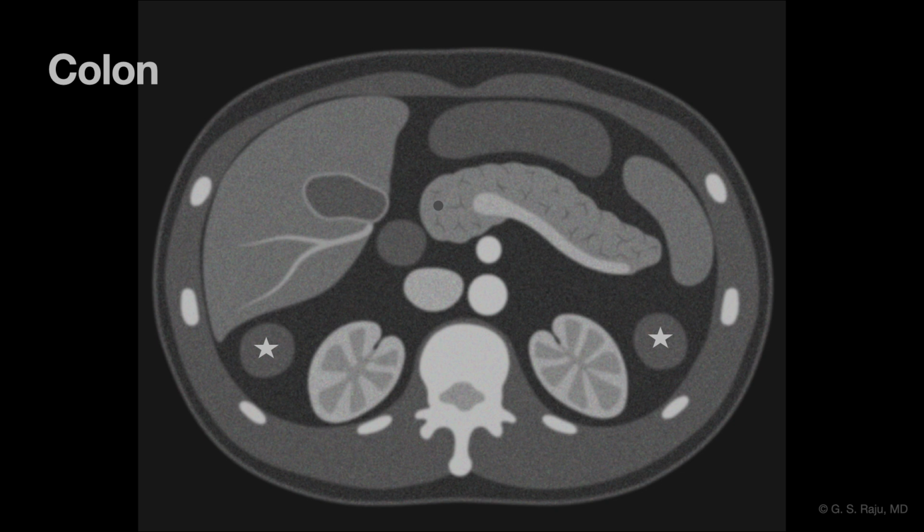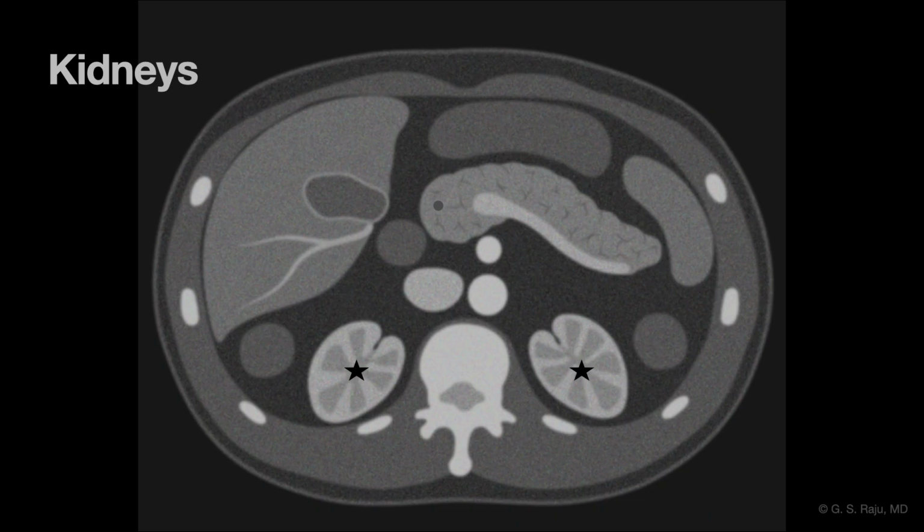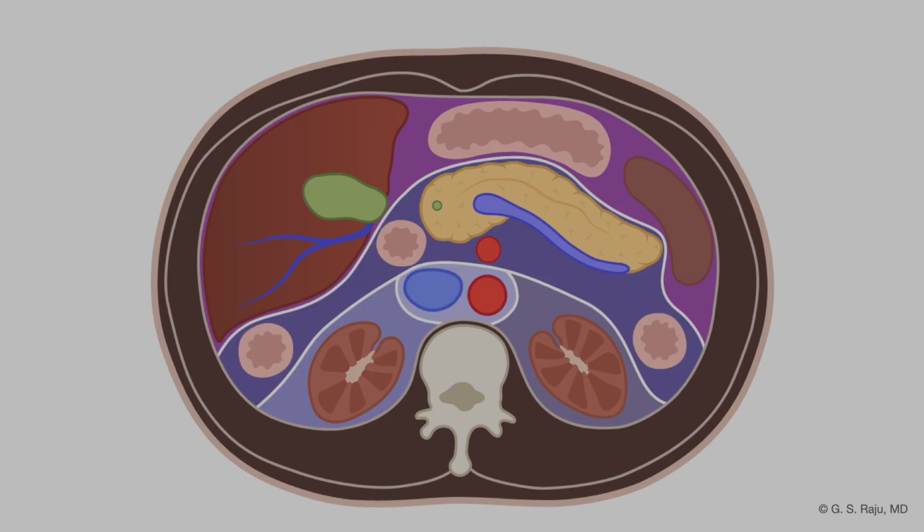And then we all know how to identify the kidneys that are on either side of the spine. Easy to identify the kidneys. So we have looked at systematically spine, aorta, inferior vena cava, celiac artery, superior mesenteric artery, splenic vein, superior mesenteric vein, portal vein confluence, pancreas, CBD, C-loop duodenum, liver, gallbladder, portal vein branches, stomach, spleen, colon.